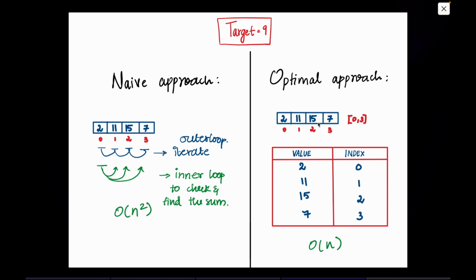Then we will go to 15. 15 and 9, we got minus 6. We will check if there is a minus 6. We got 2 and 11, no minus 6. So we will go through the next iteration, adding 15 and 2 to the dictionary.